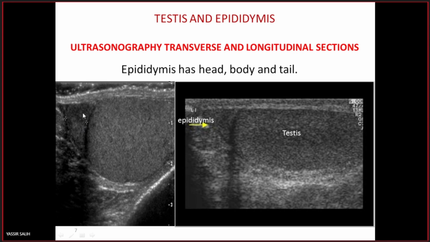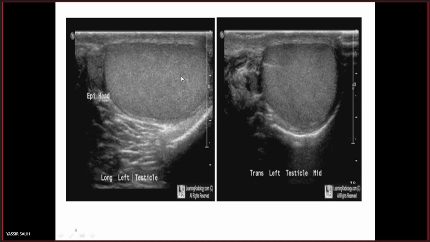The epididymis consists of head, body, neck and tail. This is the epididymis. Also, this is a testis, and this is an epididymis. Look at the normal appearance of the testis: echogenic, homogeneous in texture, ovoid in shape. This is an ultrasound of the testis. Also, this other image demonstrates the testes. This is a testis which appears homogeneous, slightly echogenic, ovoid in texture.